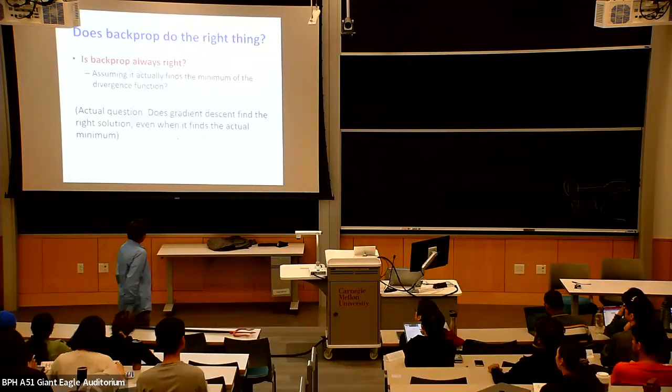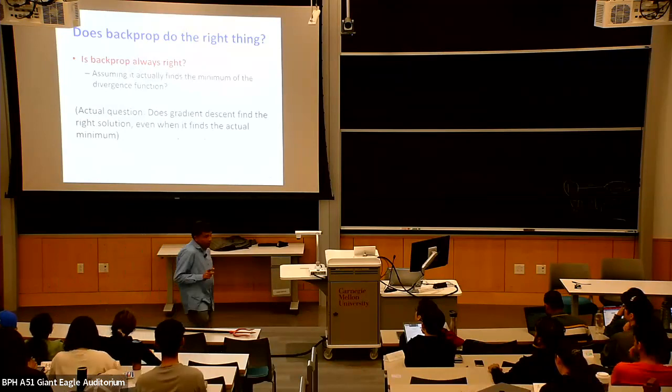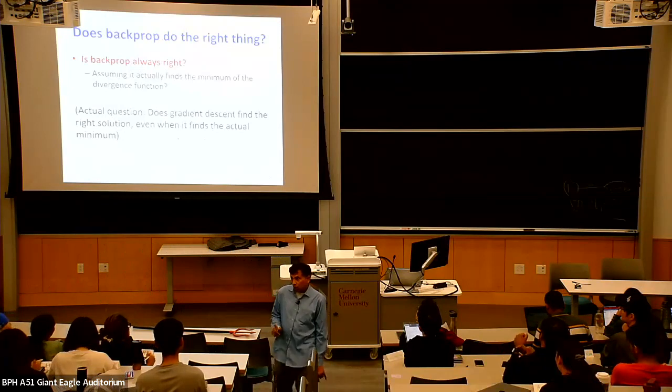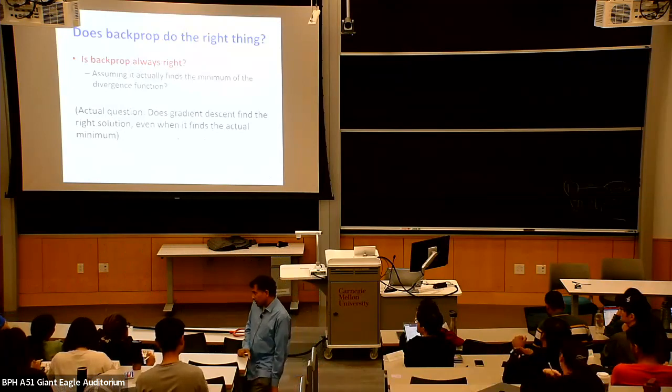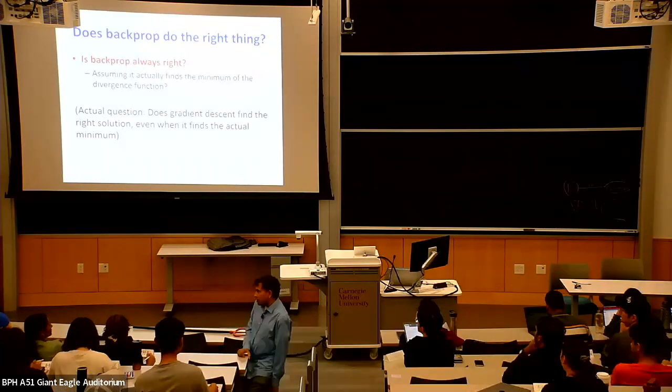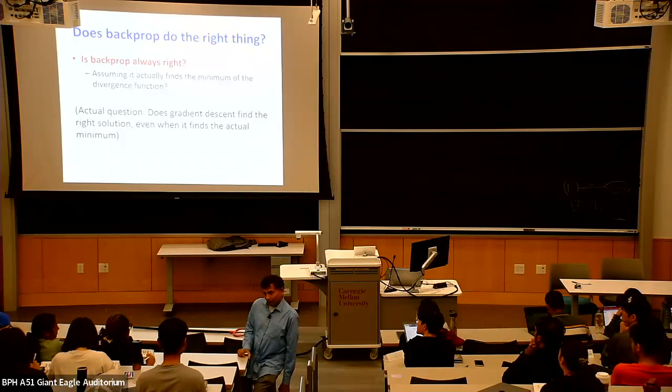Okay. So here's what we said. Let's look at whether backprop is always right. And I'm speaking of not when backpropagation finds a local and erroneous minimum. When backpropagation actually finds the global minimum of your loss function, is it doing the correct thing?